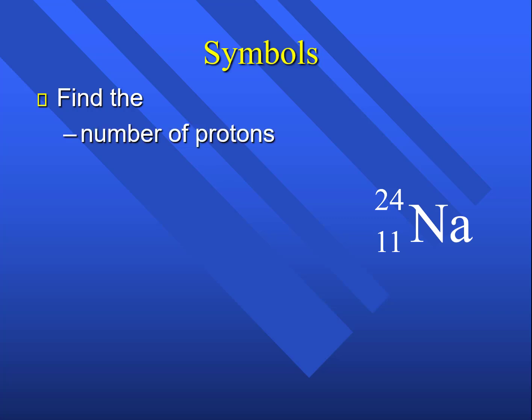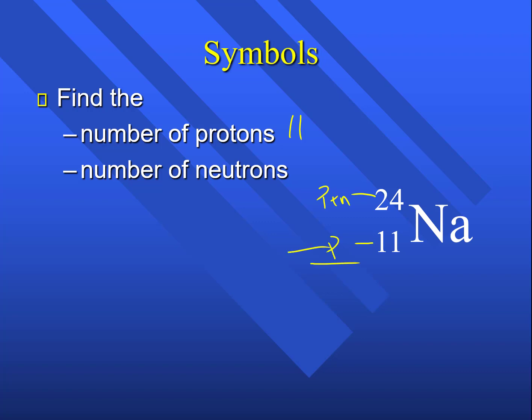Okay. What is the number of protons? How many protons does this have? Well, what number tells me the number of protons? Atomic number. So this has 11 protons. How many neutrons? Yeah, so this top number is protons and neutrons. This number is just protons. So if I subtract, I get just neutrons. So 24 is protons and neutrons. 11 of those are protons, so I have 13 neutrons.